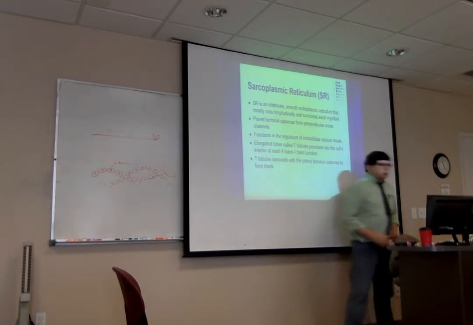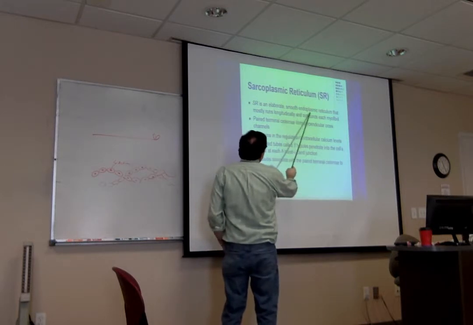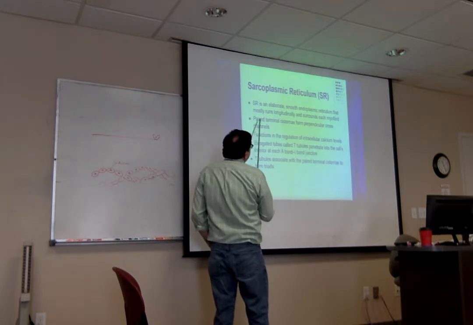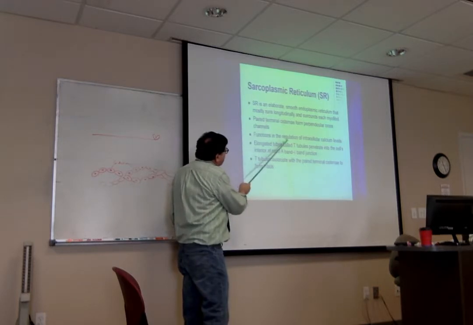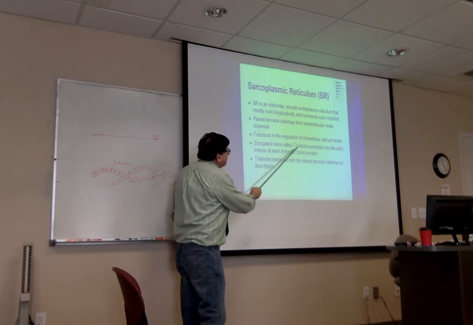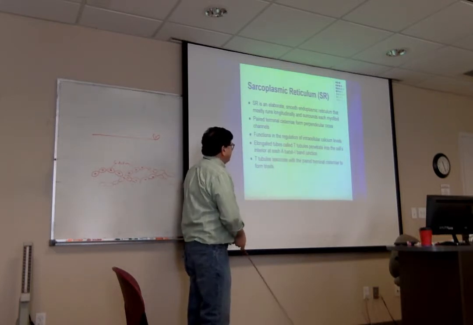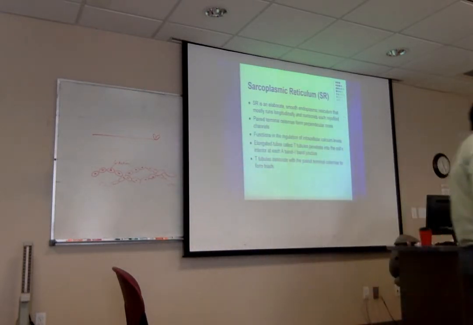Okay. So again, let's go back. Sarcoplasmic reticulum is an elaborate, smooth endoplasmic reticulum that runs mostly longitudinally, surrounding each myofibril. Paired terminal cisternae form cross channels, and these function in the regulation of intracellular calcium levels. Elongated tubes called T-tubules penetrate the cell's interior at each AI junction. And when the T-tubules associate with the paired terminal cisternae, we refer to that group, that unit of three, as a triad.